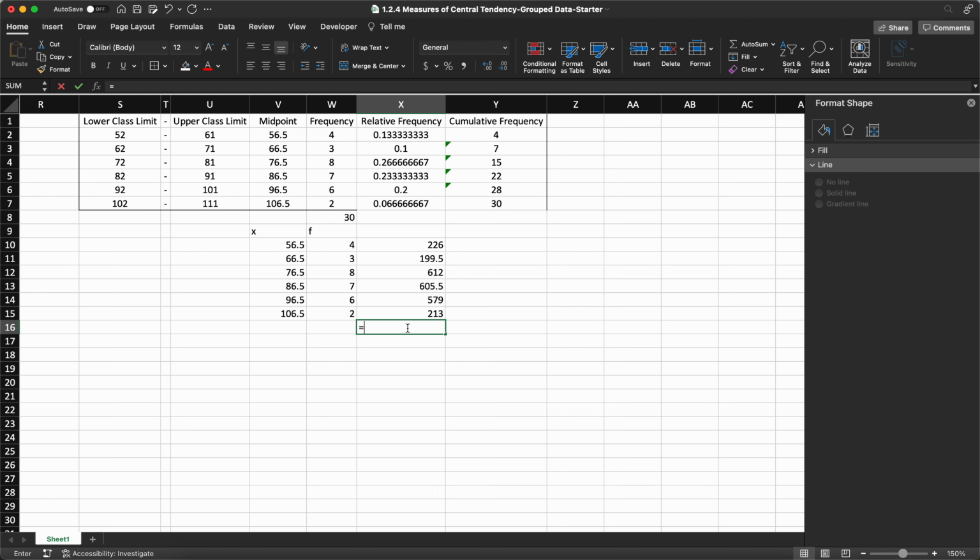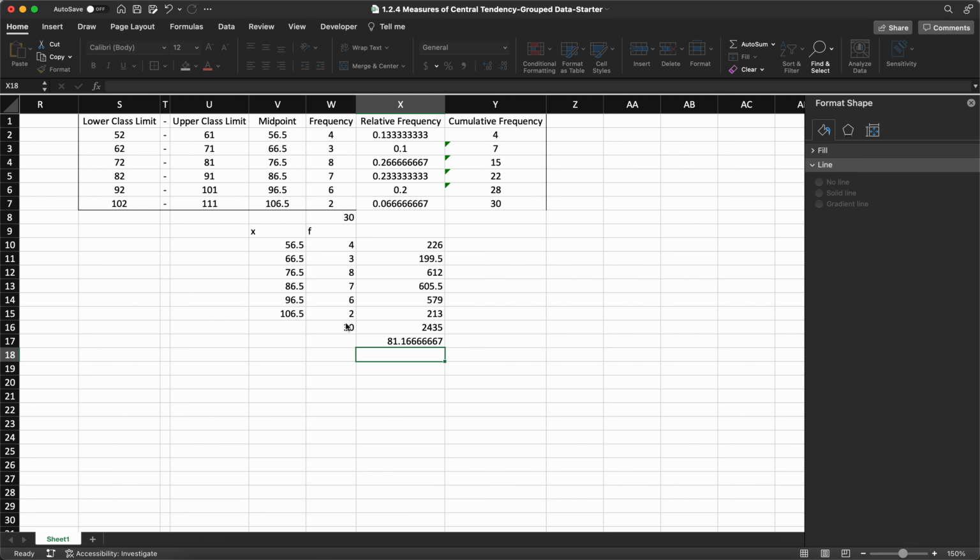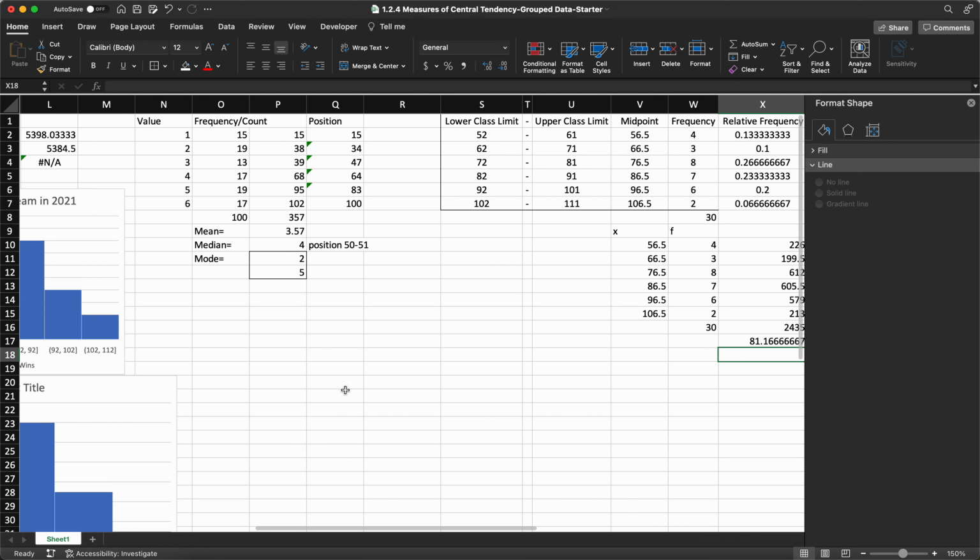So what I'm going to do to find the mean is first I'm going to sum up this column. That's the total number of wins. And if we want to know the average wins per team, I also need to know the total number of teams. There are 30 teams, 2,435 wins for 30 teams averages out to 81.17.